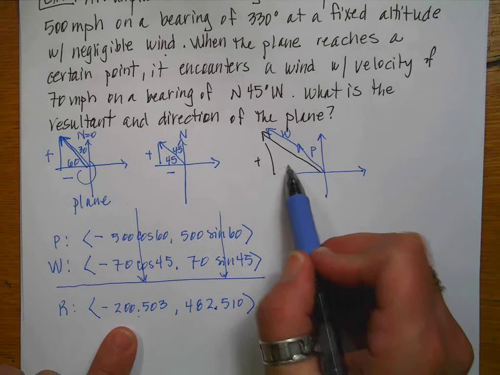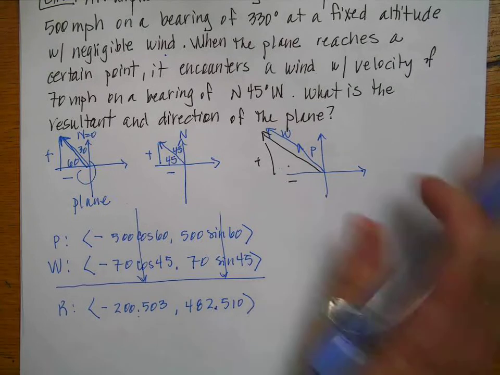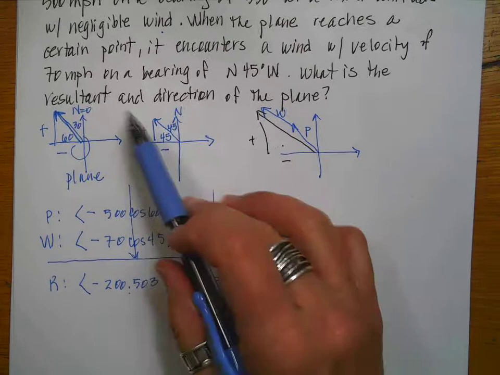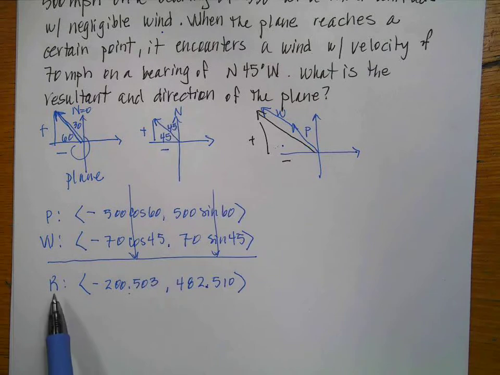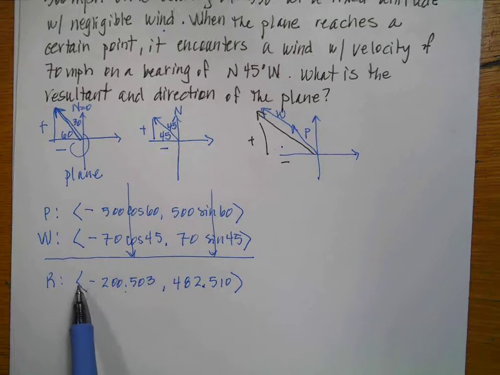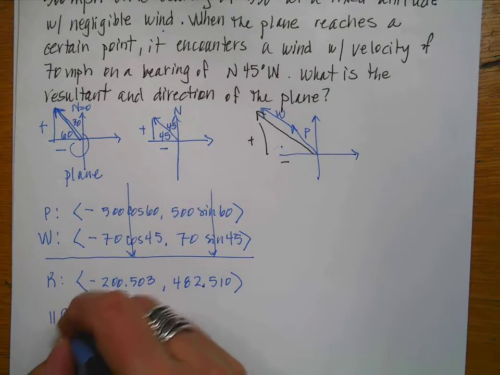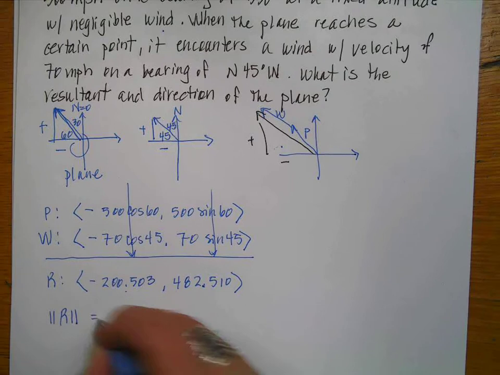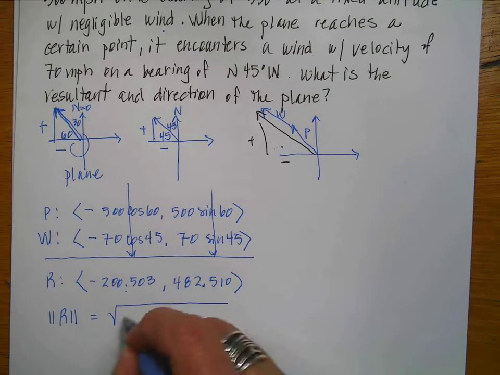X is negative, y is positive, which confirms the second quadrant, okay? So my direction said, what's the resultant? So my resultant is here, but when they ask for the resultant, they want the magnitude of the resultant. So I'm looking for the magnitude.